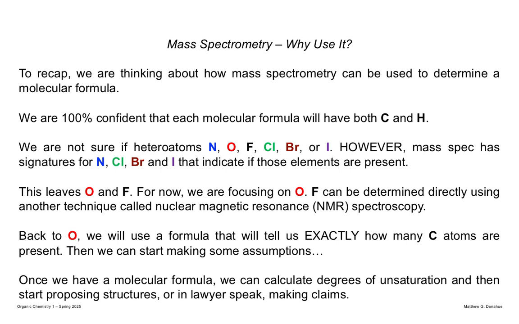So we're 100% confident that we always have C and H. We're not sure about the other heteroatoms, but nitrogen, chlorine, bromine, and iodine have signatures that will indicate if they're present. That really leaves us with oxygen and fluorine. For the purposes of this discussion, we're going to focus the most on oxygen. Fluorine would use a different technique. When we come to NMR, we can talk about that. But right now, we're focusing on how do we know there's oxygen there.